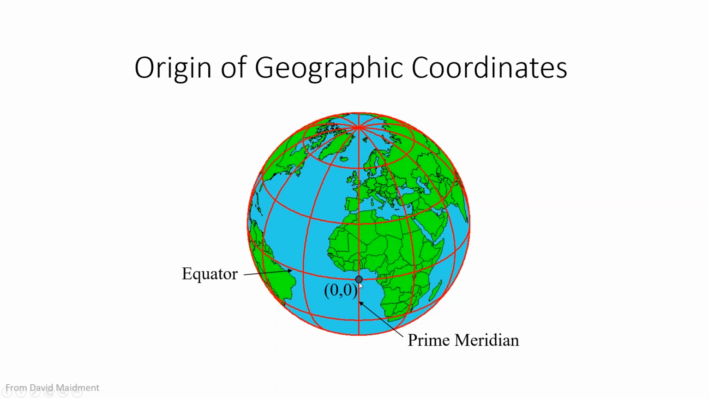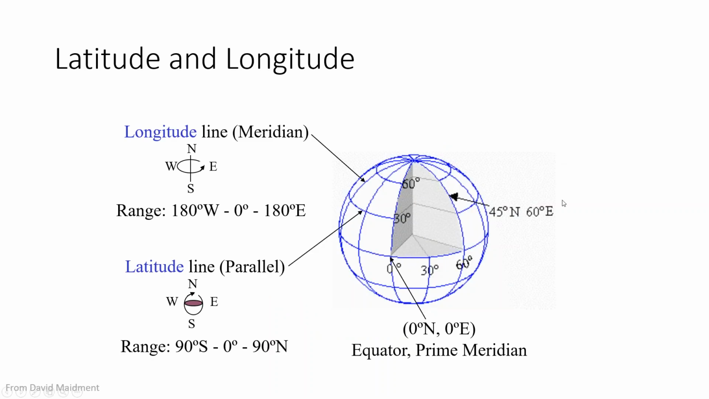So there's this point out in the Atlantic Ocean that's 0, 0 in terms of latitude and longitude. We measure latitude in lines that are referred to as parallels. So you may be 30 degrees north of the equator, 60 degrees north of the equator, and so on. We measure longitude east or west from the prime meridian, also in degrees. So the range of longitude can be from 180 west to 180 east.